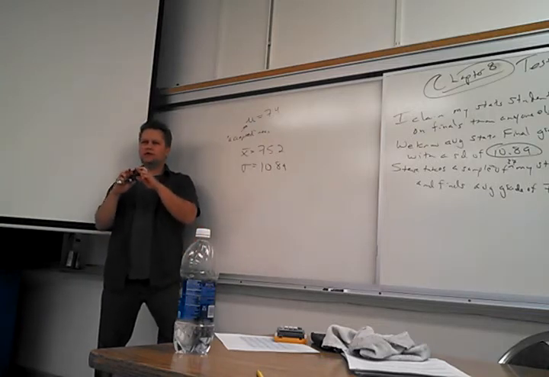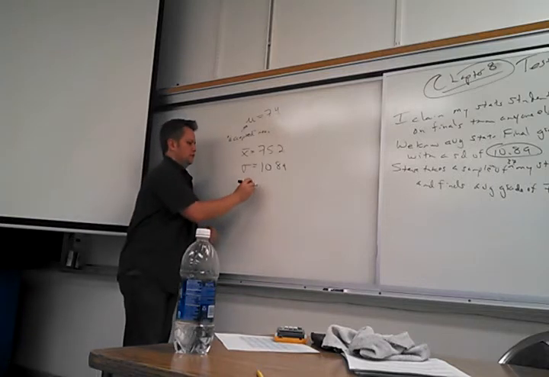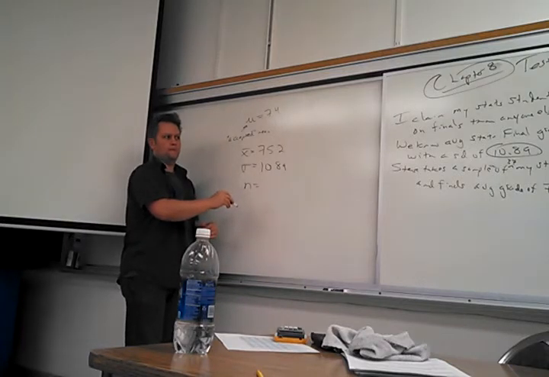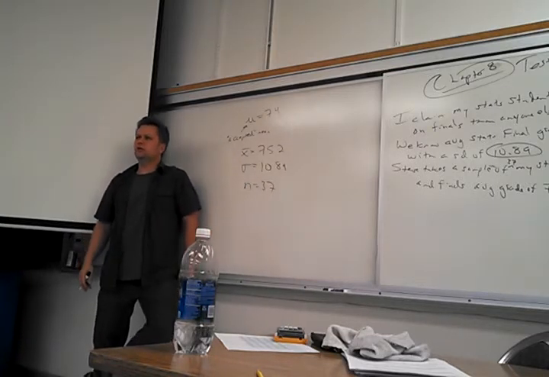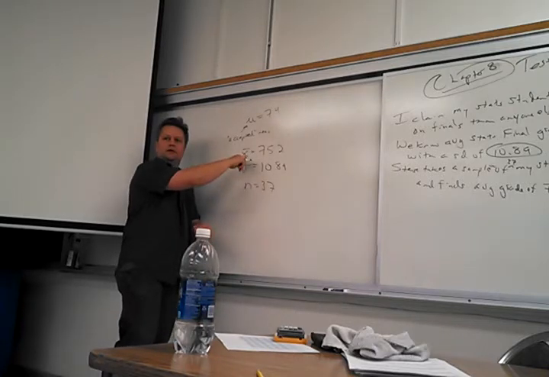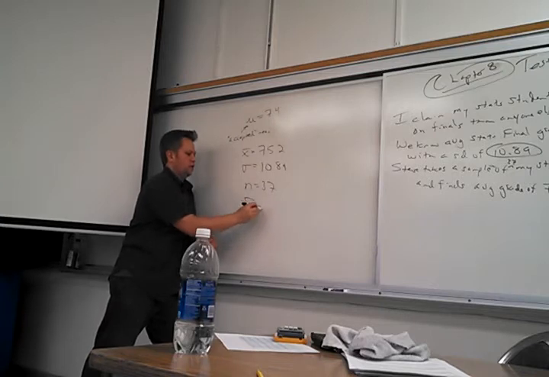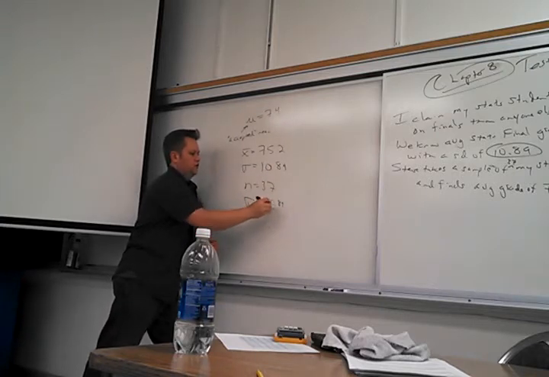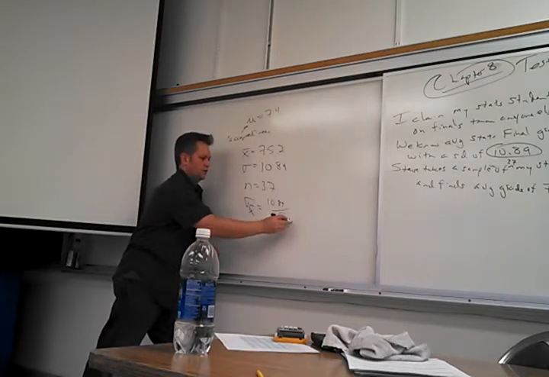Going back to chapter 6, the end of chapter 6. Good old central limit theorem. What's N? 37. So what has to change? Standard deviation. I took a sample, I'm talking about the sample means, I better change my standard deviation. I can't use that one anymore. What's sigma x bar going to be? 10.89 divided by the square root of 37. Cool.